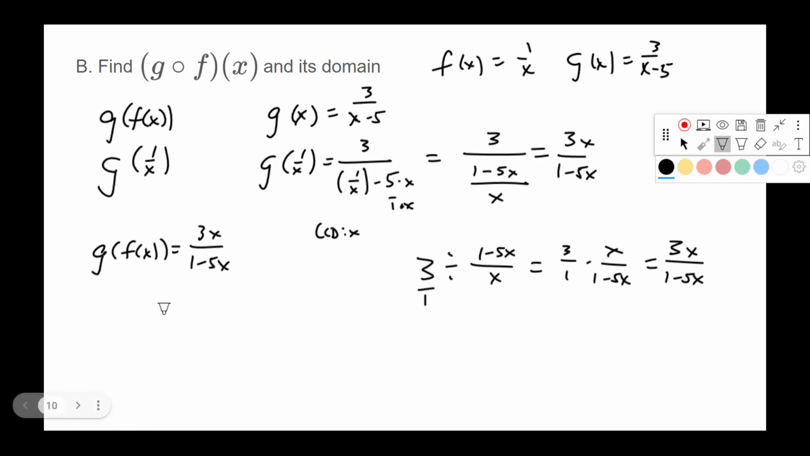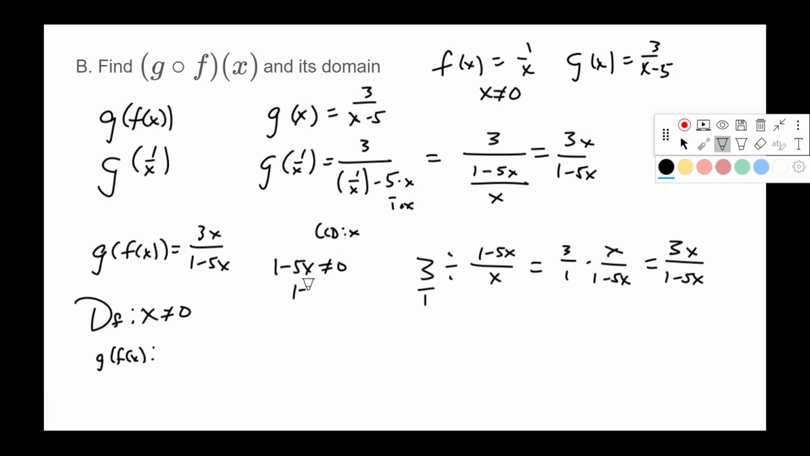Now, I want to find the domain. To find the domain, I need to know the domain of the inner function first. The inner function is 1 over x. So x can't be 0. I can't have 0 on the denominator. So for f, x can't be 0. For g of f of x, that's what we just found. Again, the denominator can't be 0. So if I solve this for x, x can't be 1 over 5.